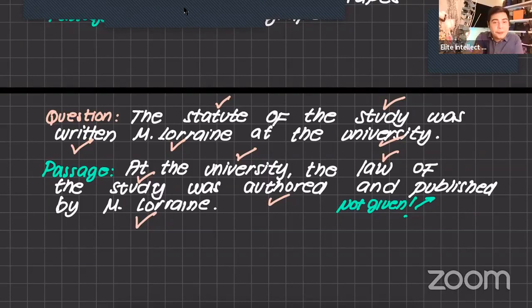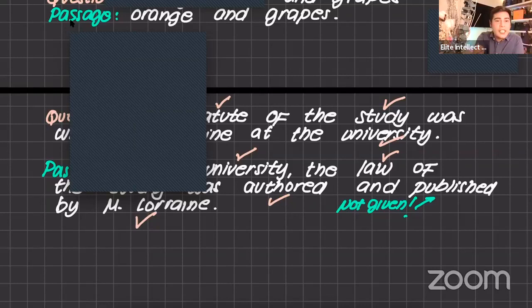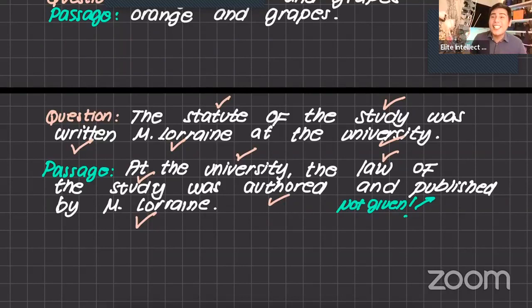Asumera ko, Mama D, kaya laging not given. Mama D, sorry, may tanong lang. Given naman sa passage pero kulang sa question. Yes, not given pa rin. Given sa passage pero kulang sa question, not given pa rin yun, anak. Okay? Alright. So meron daw siya kaya not given lagi. Not given mo lahat. Kung 5 items, not given mo lahat.